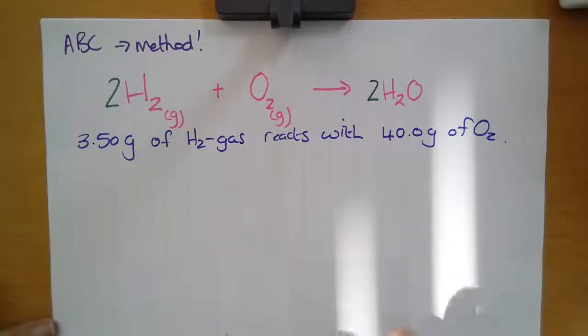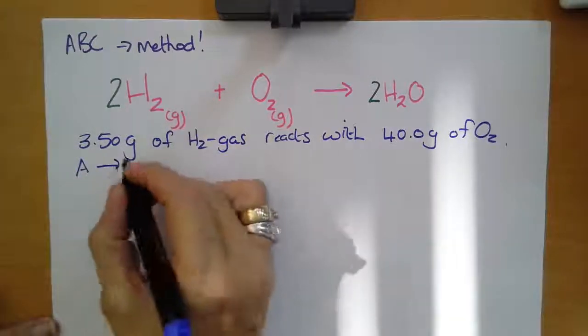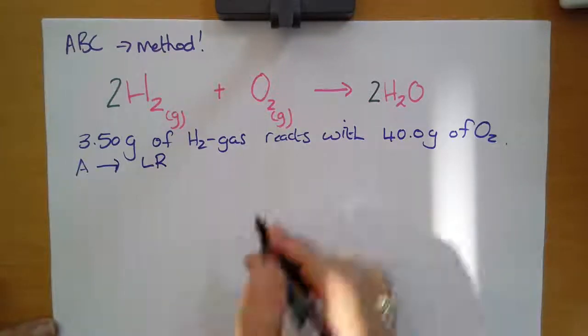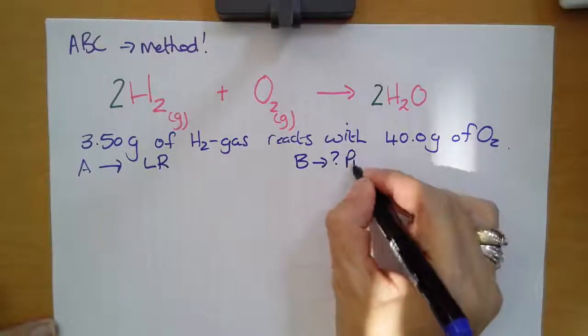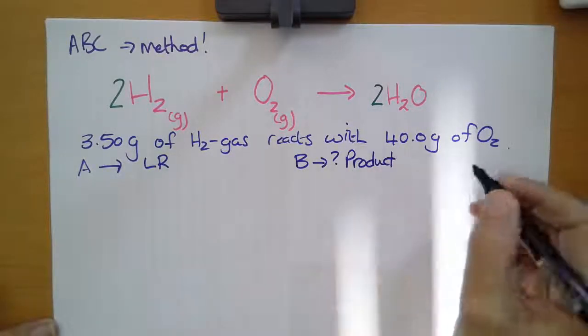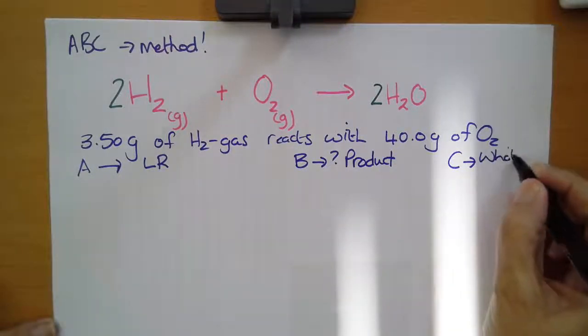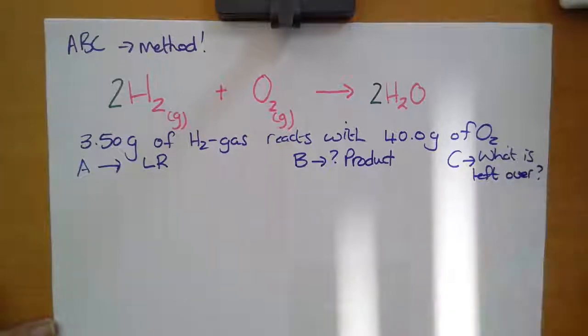So there's 3 possible questions they can ask you. A, to determine the limiting reactant. B, how much product. And C, what is left over. Those are the only 3 types of calculations they can ask.